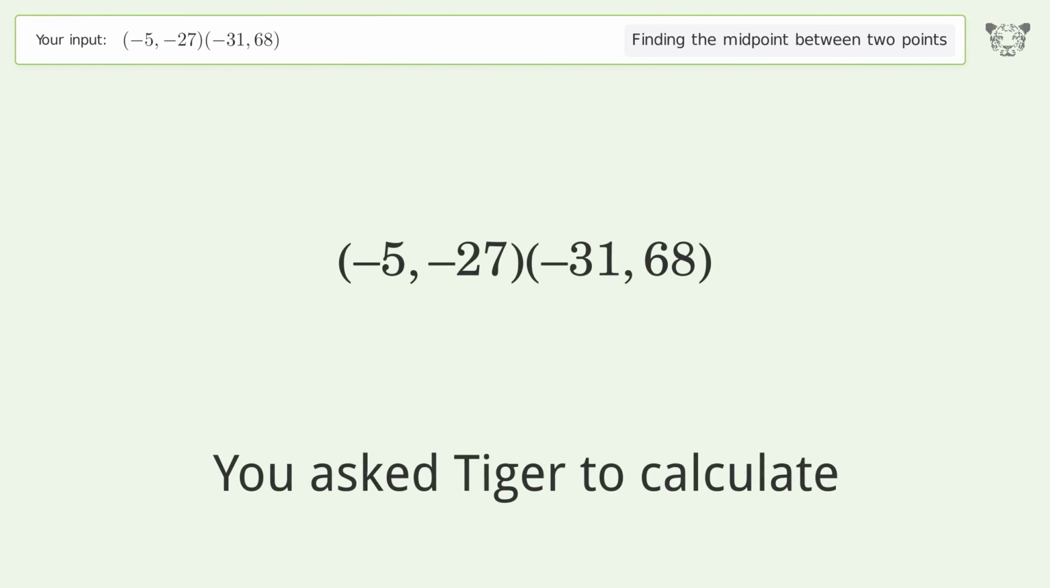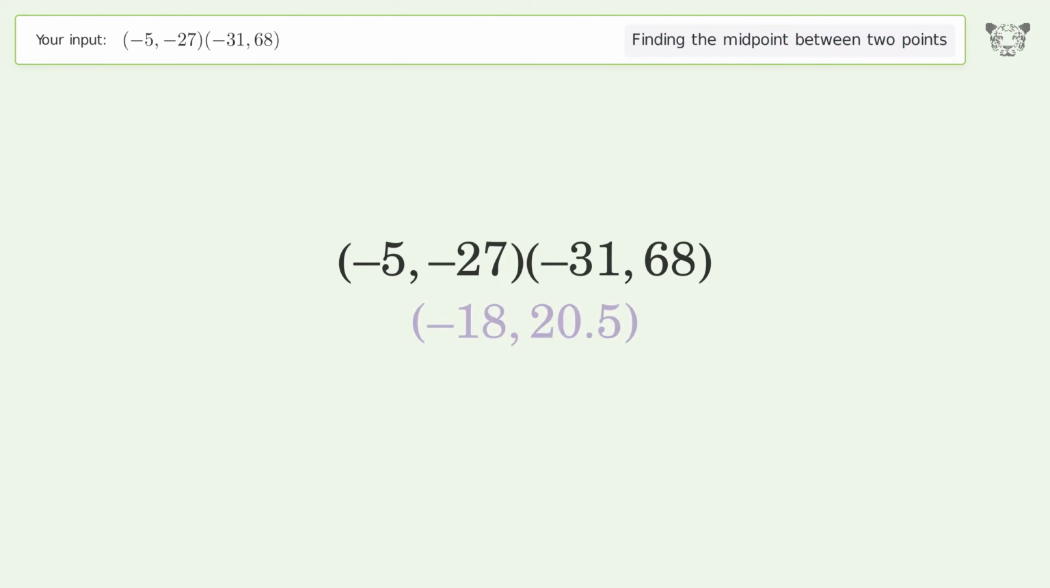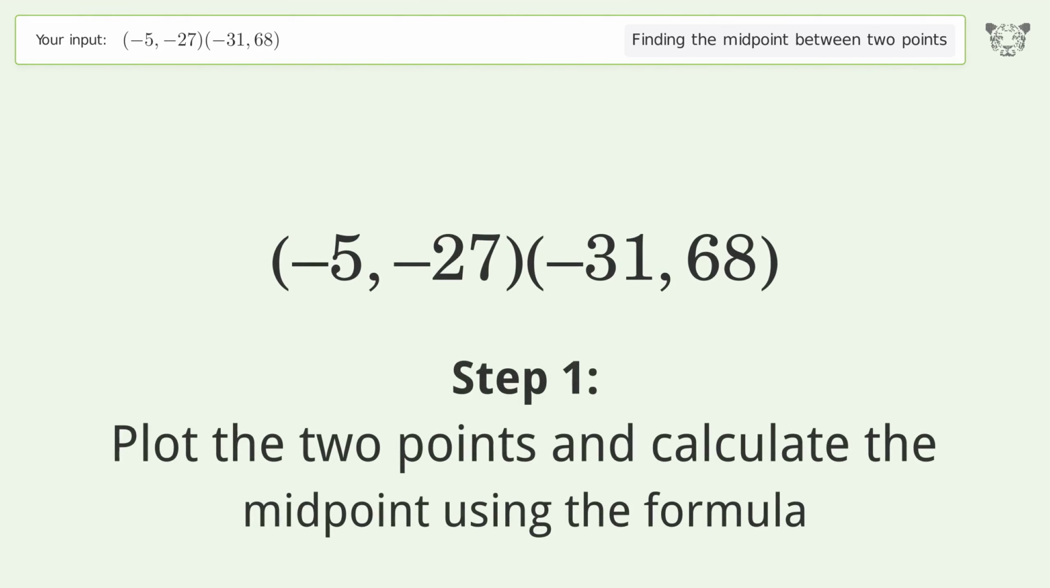You ask Tiger to calculate. This deals with finding the midpoint between 2 points. The midpoint between the 2 points is negative 18, 20.5. Let's solve it step by step. Plot the 2 points and calculate the midpoint using the formula.